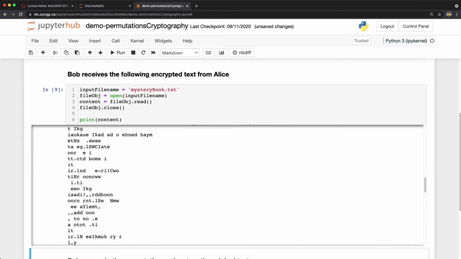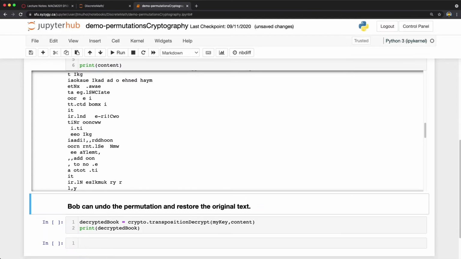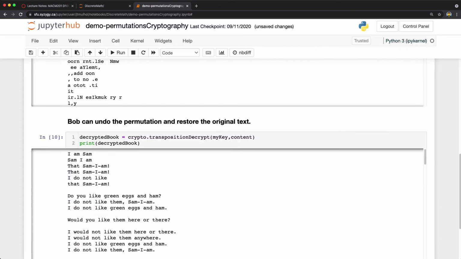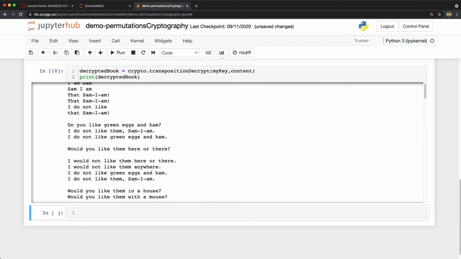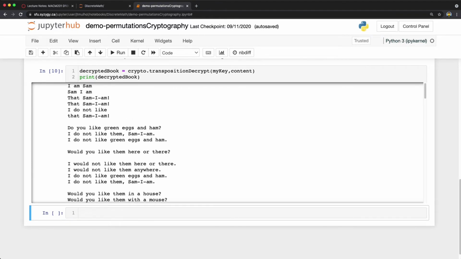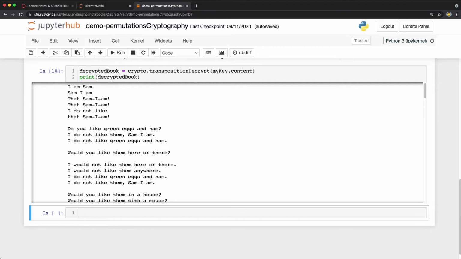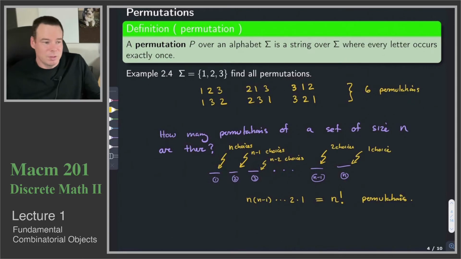Well, Bob knows how to find it because Bob and Alice have worked out in advance what permutation got applied, so Bob can always undo the permutation. And when Bob undoes the permutation, what he gets is: I am Sam, Sam I am, that Sam I am, that Sam I am. I do not like that Sam I am. So this is our Dr. Seuss book, Green Eggs and Ham. Just a fun little application of where permutations could get used. There are more serious applications around cryptography where they do get used, but that was just a fun one.